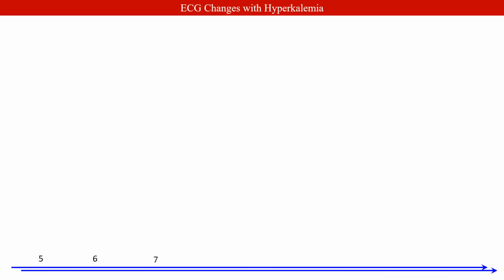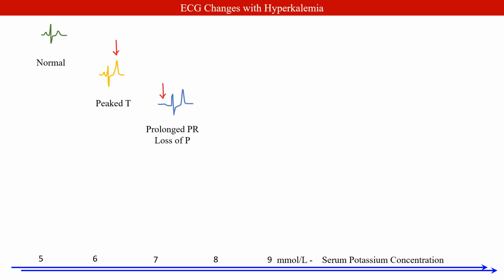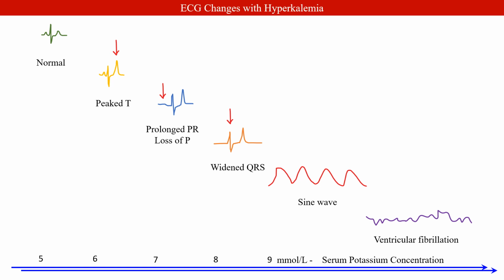What do we expect to see on ECG as serum potassium levels rise above the normal range? Starting from a normal morphology, as serum potassium increases, typically above 5 or 6 millimoles per liter, peaked T waves may be seen, followed by prolonged PR intervals and loss of P waves, widened QRS intervals, sine waves, followed by ventricular fibrillation.